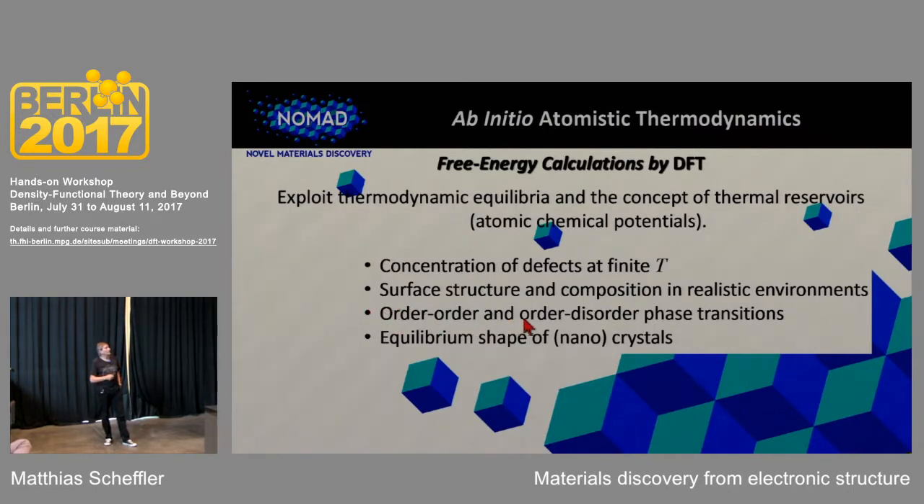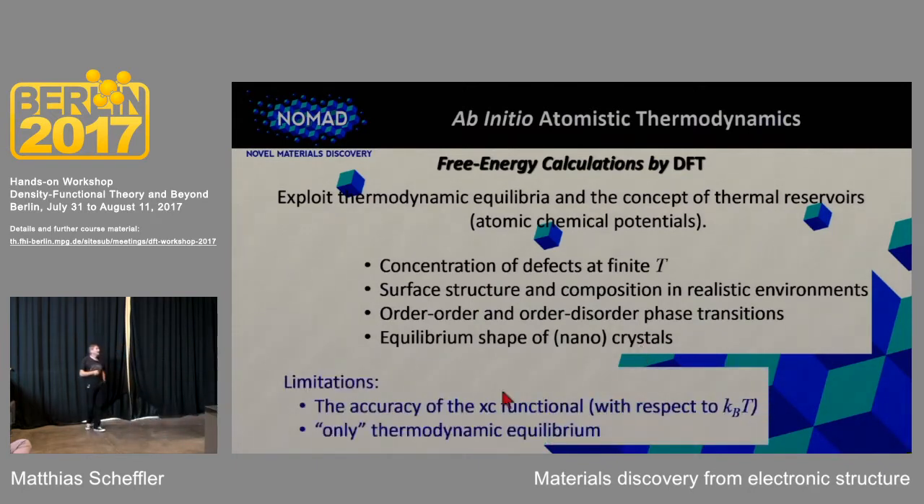You can look at order and disorder phase transitions, and you can look at equilibrium shapes of nanostructures. You can say what is the shape of a quantum dot? All this can be calculated with these types of thermodynamic conditions. The limitation of all of this is the accuracy of the exchange correlation functional.